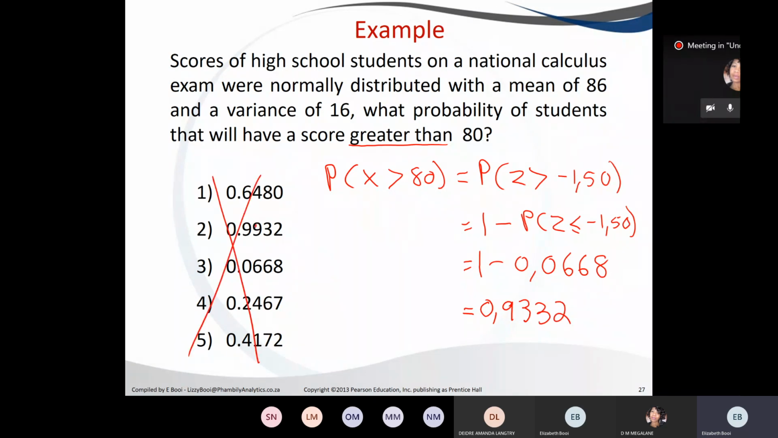Please ignore all this. This was typed wrong. It was supposed to be option number 2. I must go fix this slide as well. This was supposed to be 0.9332. It's a typing error. So it would have been option number 2.